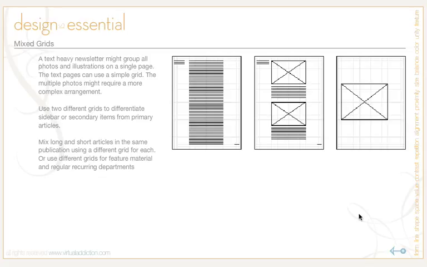You could use 2 different grids to differentiate sidebar or secondary items from primary articles. Or you could mix long and short articles in the same publication using a different grid for each. Or you could use different grids for featuring material and regular, recurring departments. As with any grid system, use it consistently, let content guide your design, and make your grid a partner in your page layout, not a dictator. Have fun with the grids. They will help your design, but it's okay to break the grids too. You don't have to be stifled by them.